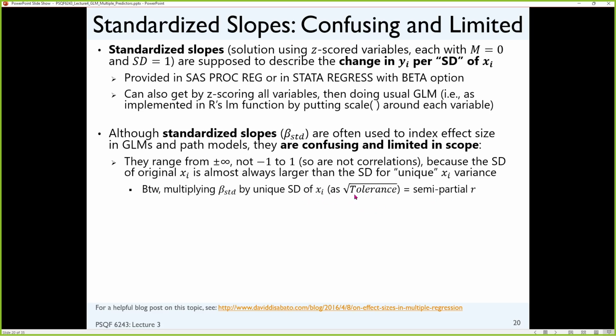So the idea of unique variance is the square root of something called tolerance. That works out to another effect size that I'm going to talk about next, which is semi-partial r. So people want to talk about these as this is the change in y per standard deviation of x, but that's not right. It's because they're talking about original x's standard deviation, not the part of x that's eligible to contribute to y that none of the other x's have.